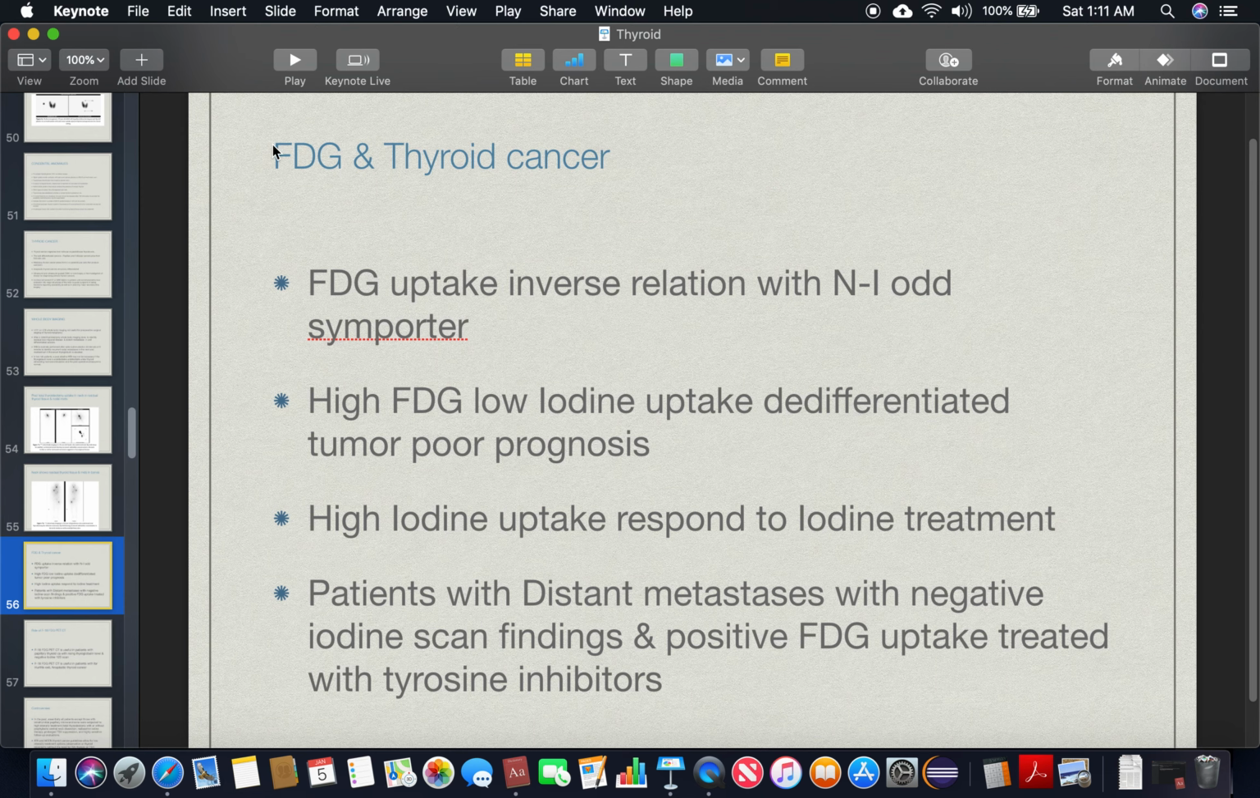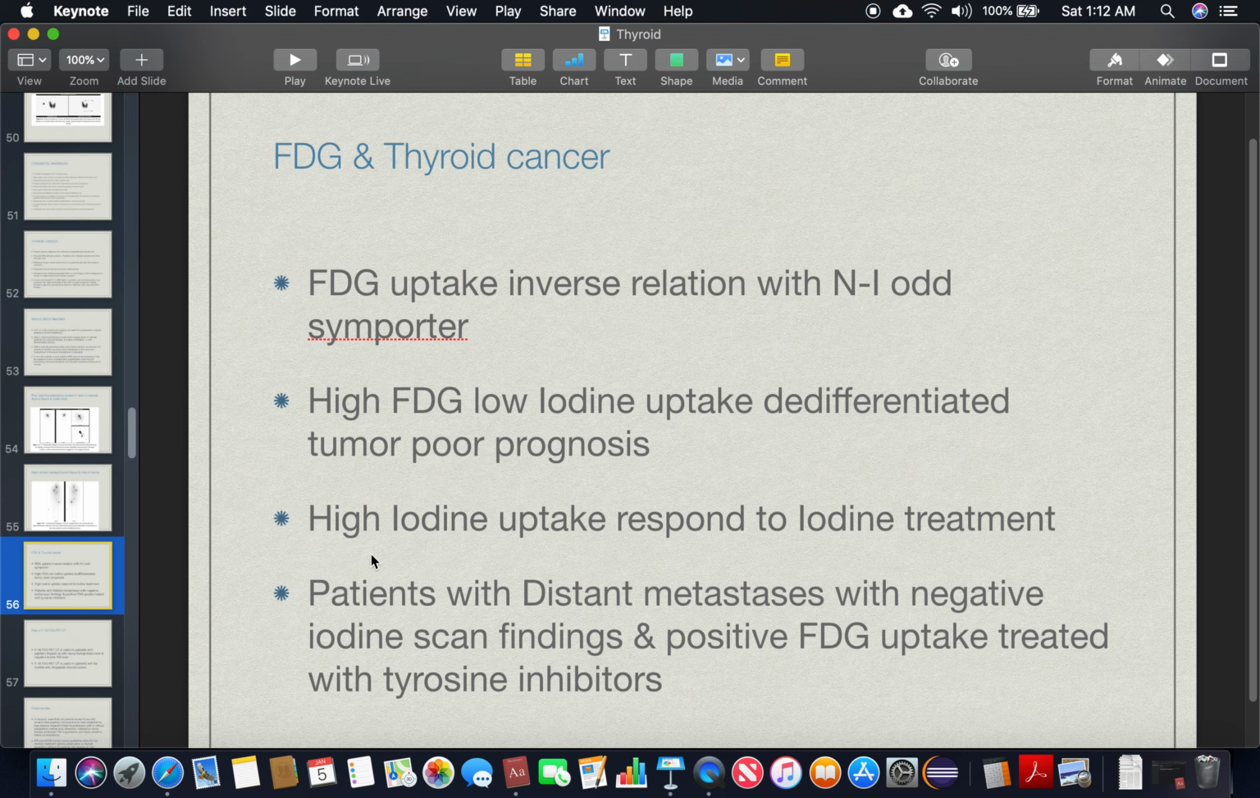A brief word about FDG and thyroid cancer. The FDG uptake has an inverse relation with the sodium iodide symporter, and high FDG and low iodine uptake is seen in dedifferentiated tumors, and it indicates poor prognosis. So if you do a FDG PET and there is high uptake, and if you were to do whole body iodine 131 and there's no uptake, this would go along with a dedifferentiated tumor with a poor prognosis.